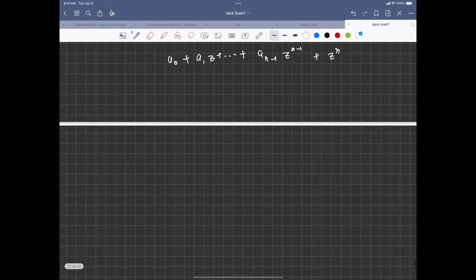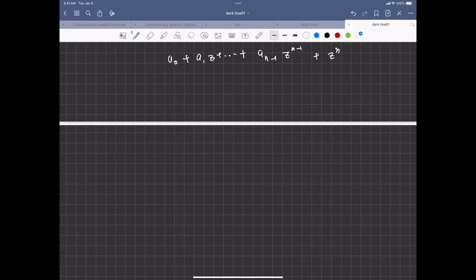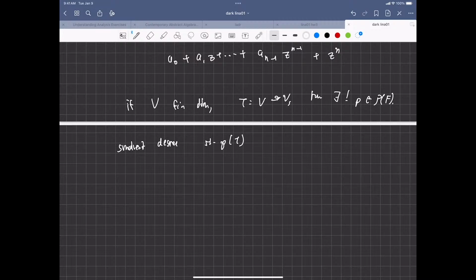Now theorem 5.22 basically says that if V is a finite dimensional vector space and T is a linear operator, then there exists a unique monic polynomial of smallest degree such that p of T is 0. And the degree of this polynomial is less than or equal to the dimension of V.